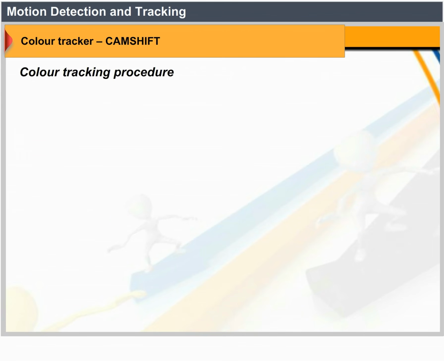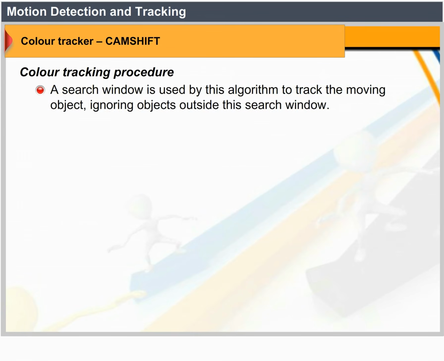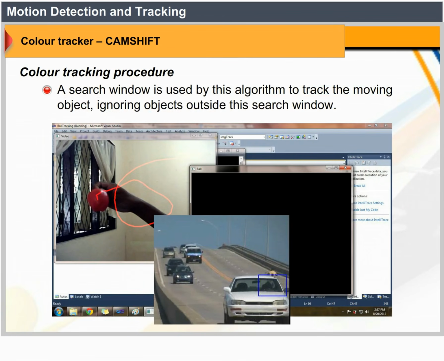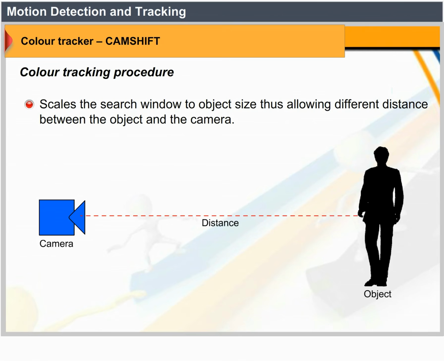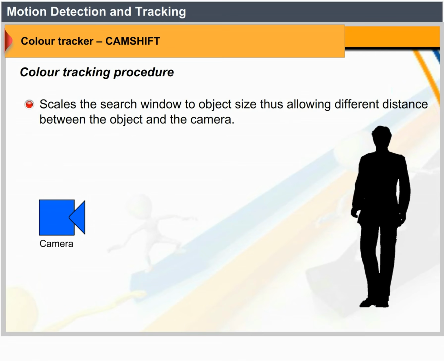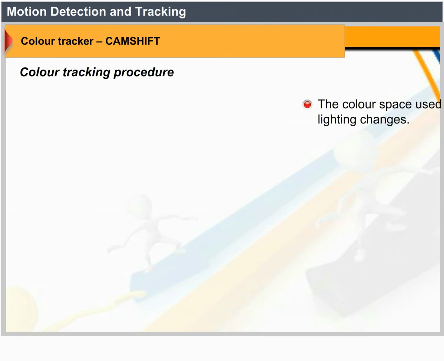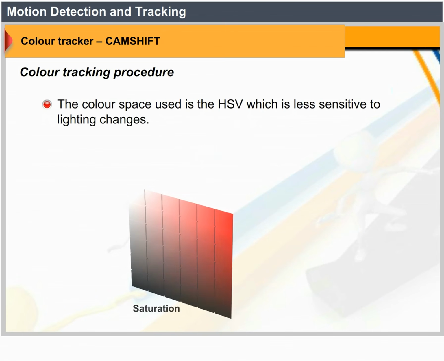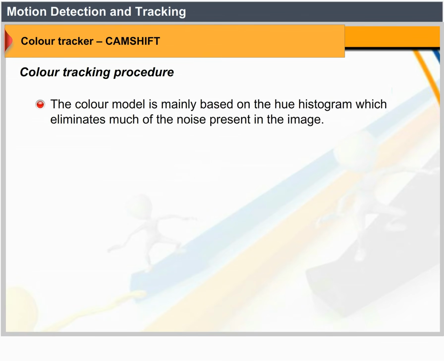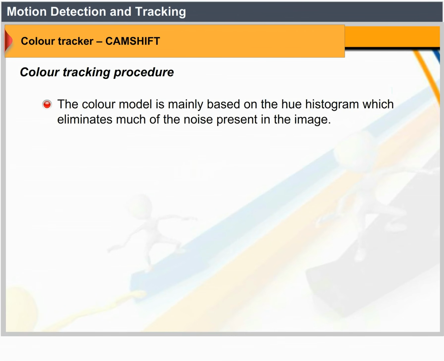Color tracking procedure. This algorithm uses a search window to track the moving object, ignoring objects outside the search window. It scales the search window to object size, thus allowing different distances between the object and the camera. The color space used is HSV, which is less sensitive to lighting changes. The color model is mainly based on the hue histogram, which eliminates much of the noise present in the image.